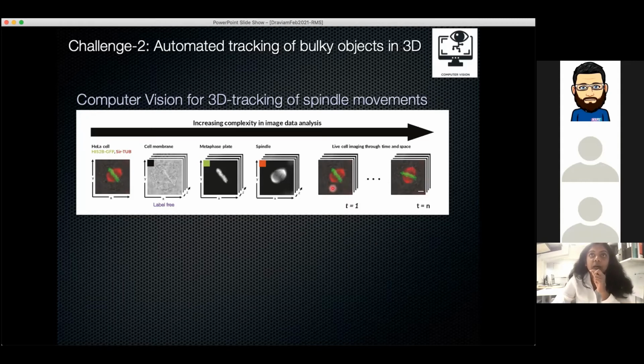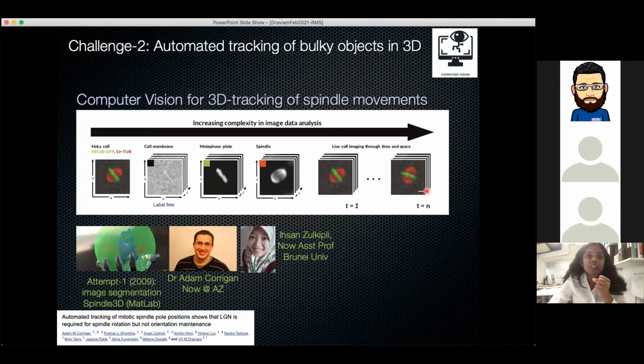Okay, so a computational tool would not be able to identify that the spindle at time point 1 is precisely the same structure at time point n. Whereas a human eye, even an undergraduate student who has never seen a spindle in his or her life, you show them, they will know these two are the same objects, just turned a little bit around, right? So this increasing complexity in image data analysis is what is choking automated image analysis.